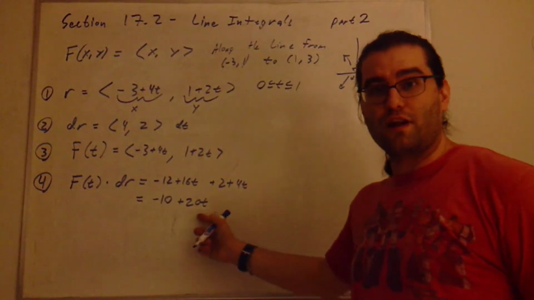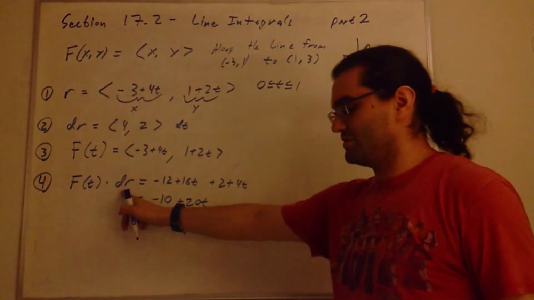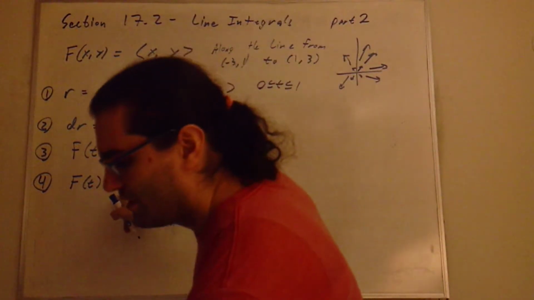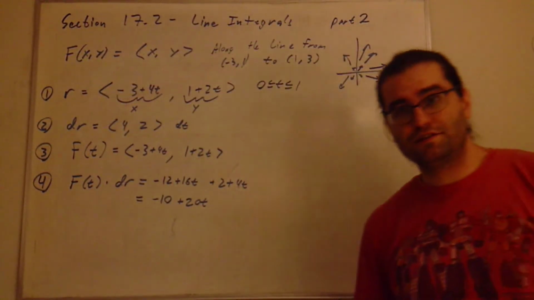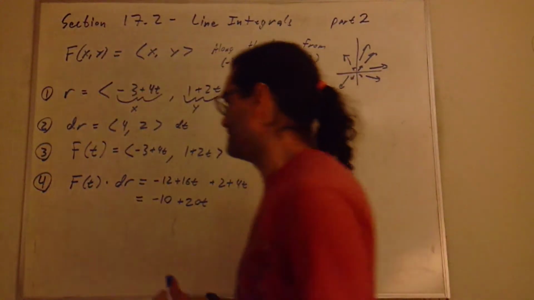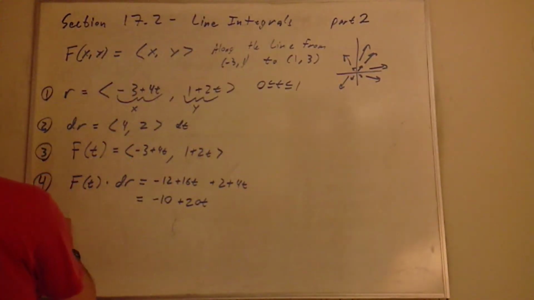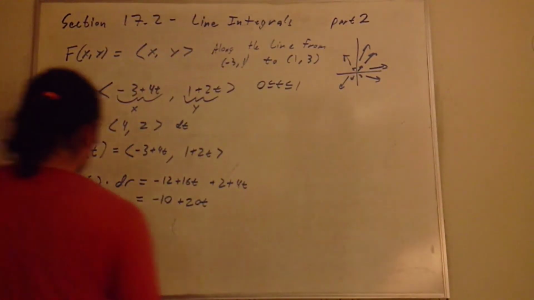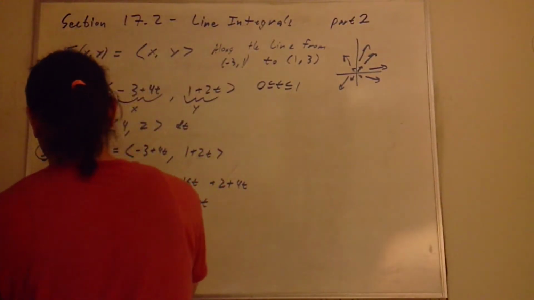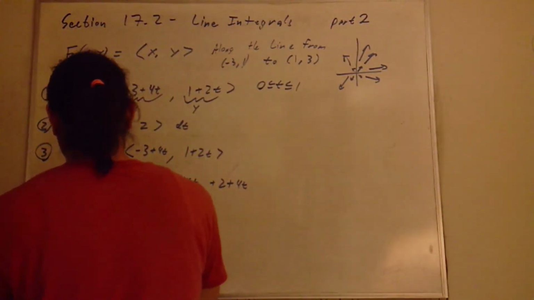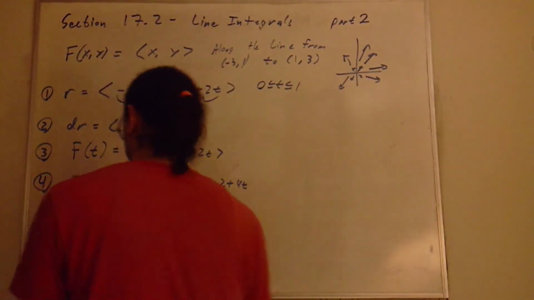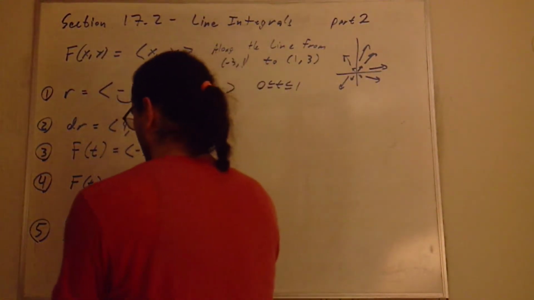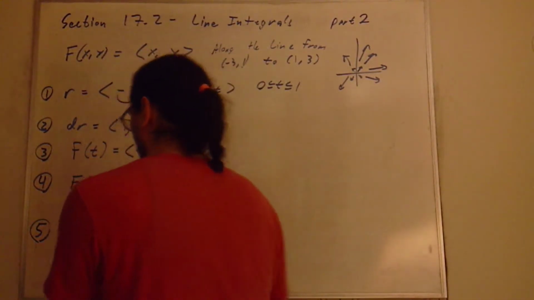This is the dot product of our vector field and tiny little chunks of our path. And that's step 4 finished. Now we need to do step 5. Step 5 is we integrate. So the integral of f of t dr, the vector field in terms of t, over this path.